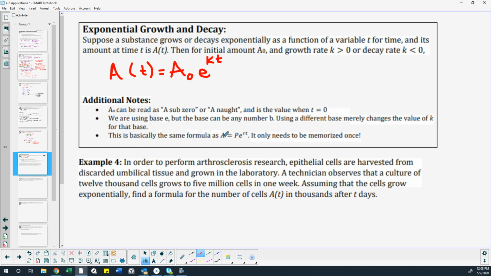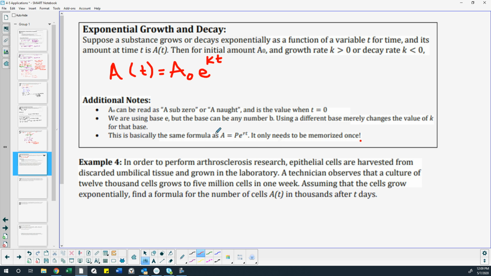This is basically the same formula as the one we learned last time, A equals P e to the rt power. So you really don't need to memorize two totally different formulas, just recognize the pattern of the formulas. P is the initial amount of money or principal, A is the initial amount of something, of population or radioactive isotope or whatever we're dealing with. e is our natural base, r is the rate when we're doing continuously compounded interest. k is like a rate. We call it just the constant value. And then t is for time.